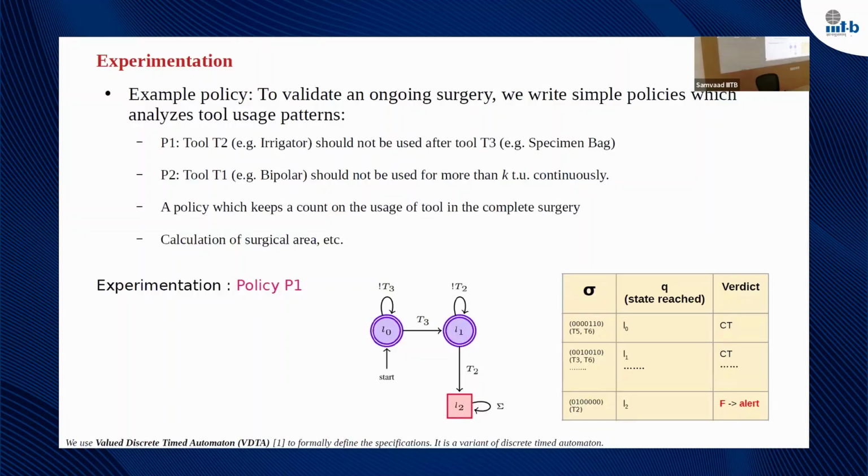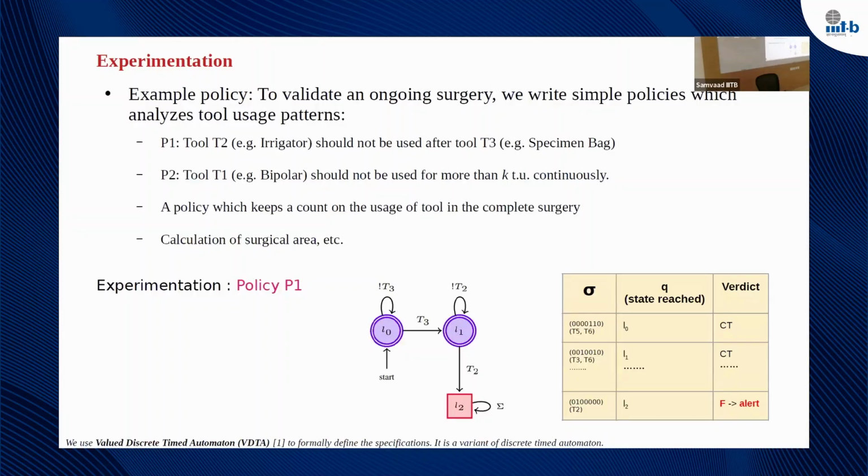Suppose tool T3 is detected in the next frame. Then the monitor will be cautious. It will check in the subsequent frames if tool T2 is being used or not. If tool T2 is detected, then it will flash an alert message that he has used tool T3 previously and now he's using tool T2, which is not correct with respect to the clinical guidelines. So this way the errors can be detected.